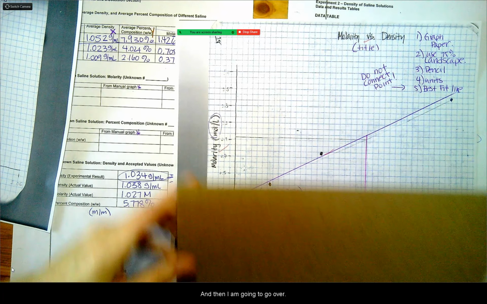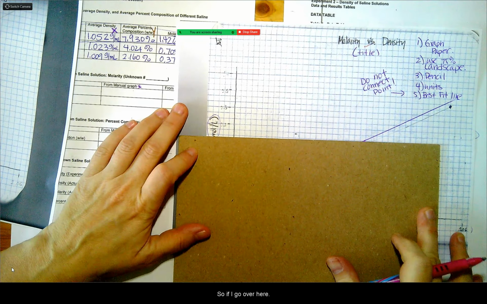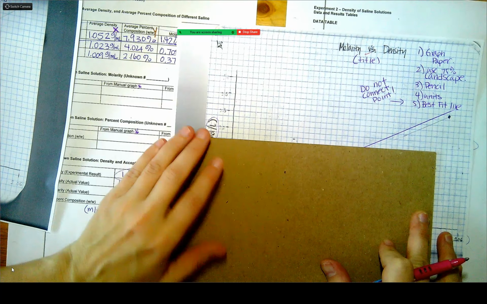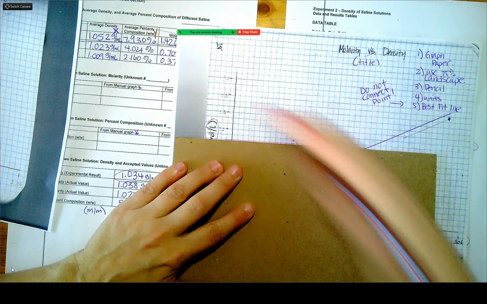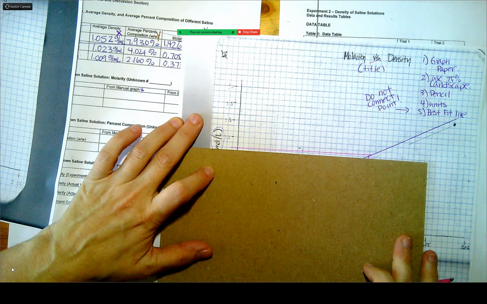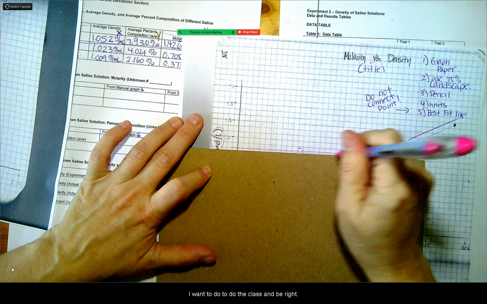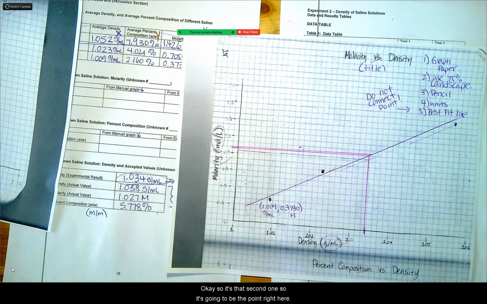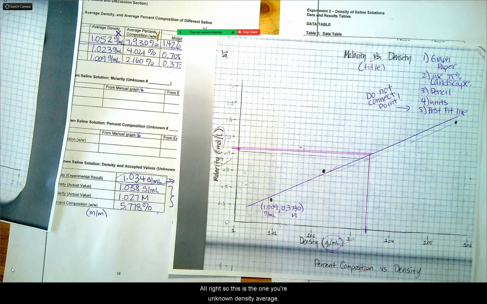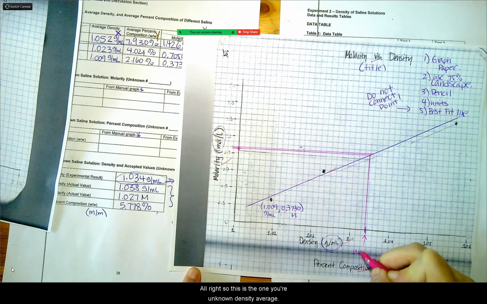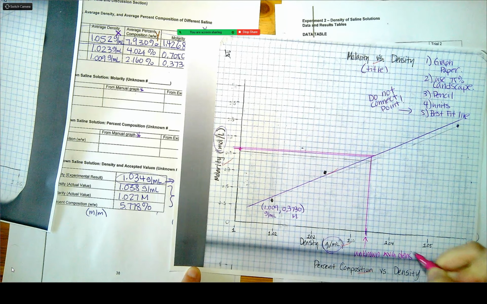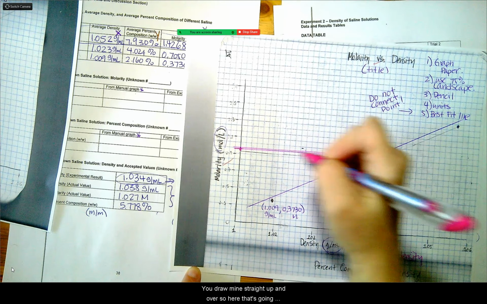And then I am going to go over. So if I go over here, try to make it straight as I can. It's not even, so that's why you do this in pencil. I want to do it in pen to show the class. It's going to be right here. Okay, so it's that second line. So it's going to be the point right here. All right, so this is your unknown density average. You draw a line straight up and over.